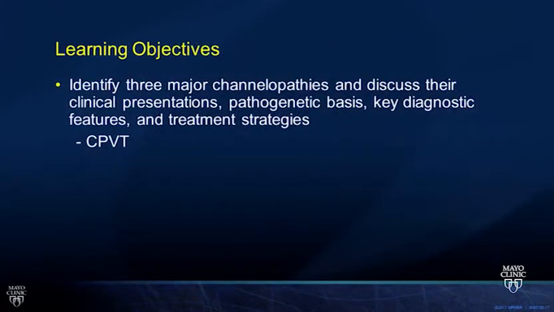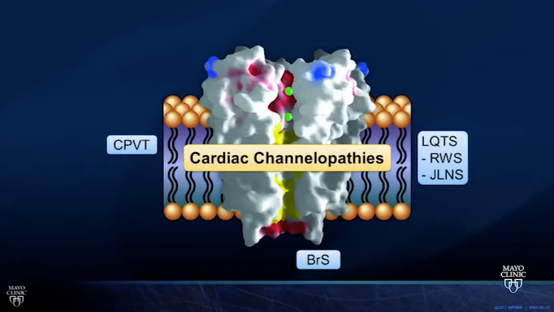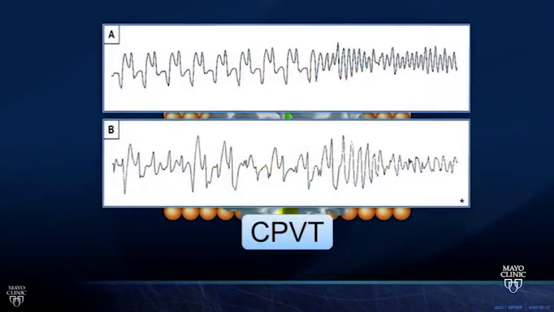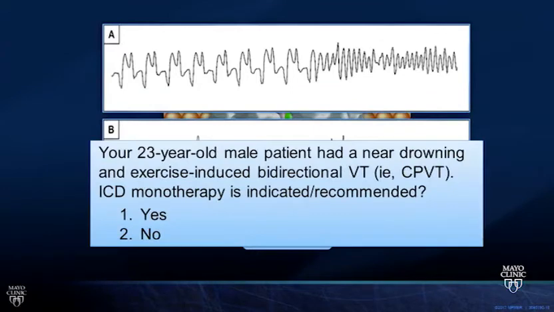Well, let's do the same learning objective now for the disease catecholaminergic polymorphic ventricular tachycardia. And your patient exhibits this ECG during stress testing. And during the stress testing, he's 23 years old. He comes to you because he just had a near drowning. And on the treadmill, he gave you that ECG of exercise-induced bidirectional VT.